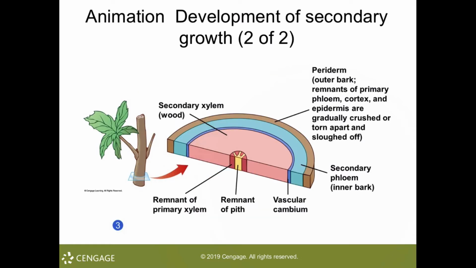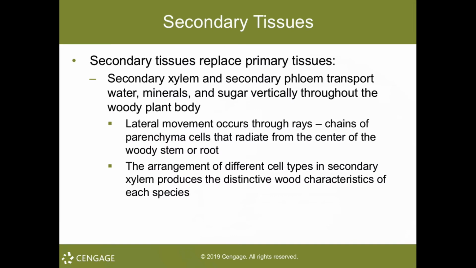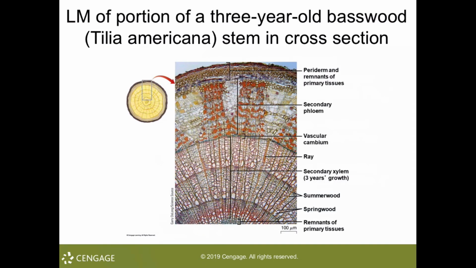So there it is. So the periderm, that outer bark, shows now the remnants of the primary phloem, the cortex, and the epidermis are gradually crushed, torn apart, sloughed off, destroyed by these, of course, secondary tissues. So now, I mentioned rays already, being those chains of parenchyma cells. Well, now I'll get to the photo I mentioned moments ago. So this is Tilia. It's called basswood. Make sure you review this.